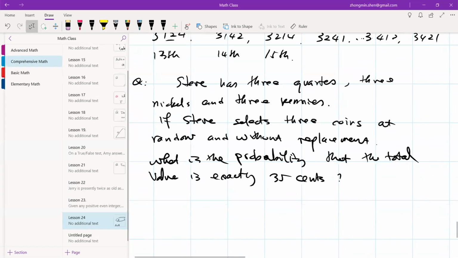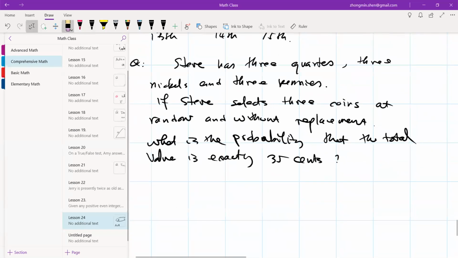Right, we have 3 quarters, 3 nickels, 3 pennies. I'm not going to write on this. So you can see how to make 35 cents, right? The easiest way to do it is 1 quarter and 2 nickels, right? 25.